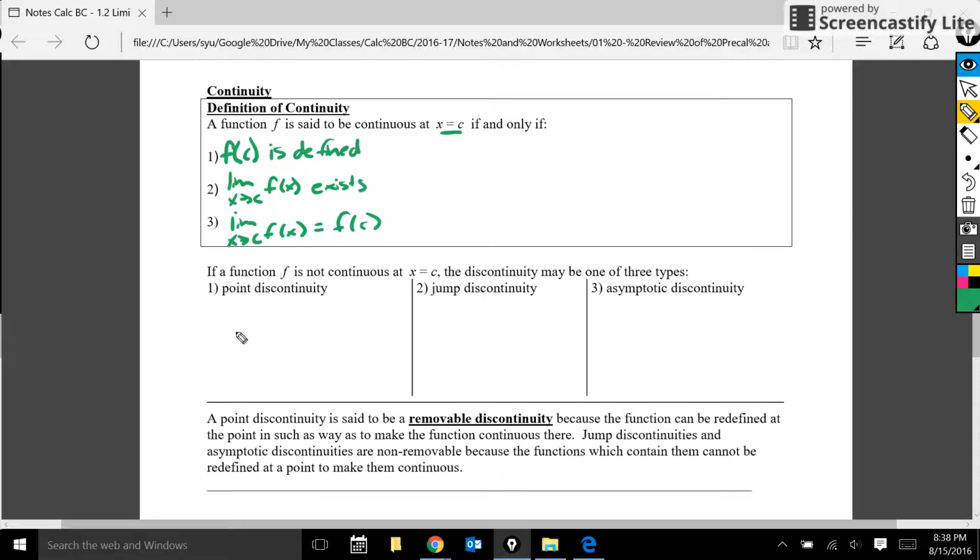Right, let's talk about some things you already know. A point discontinuity will look something like this. Okay, that's also called a removable discontinuity. So this is at C. Sometimes it's defined at another point, but whatever.